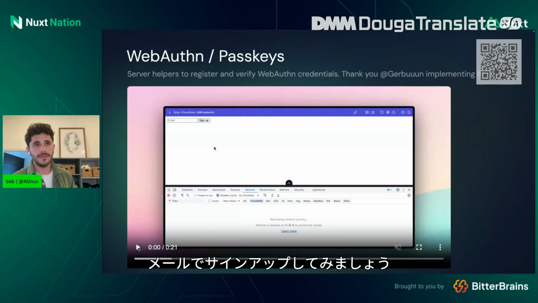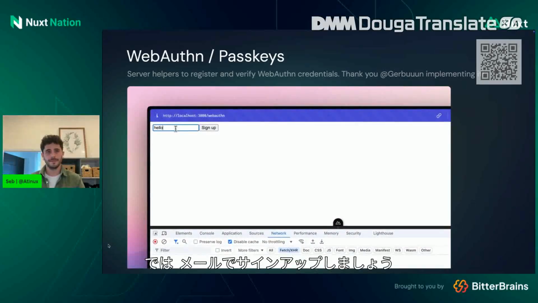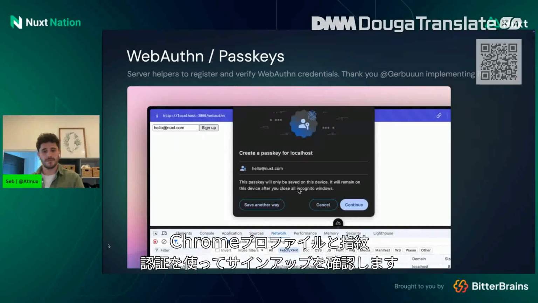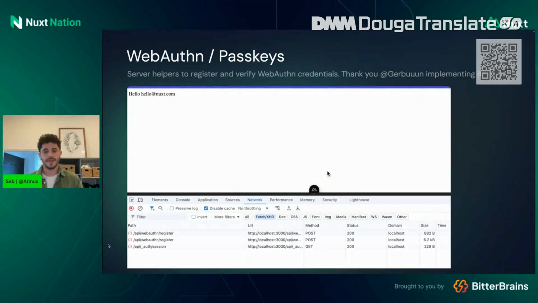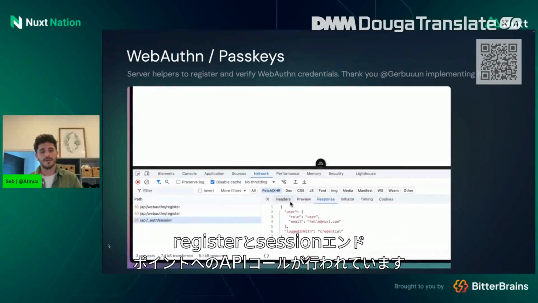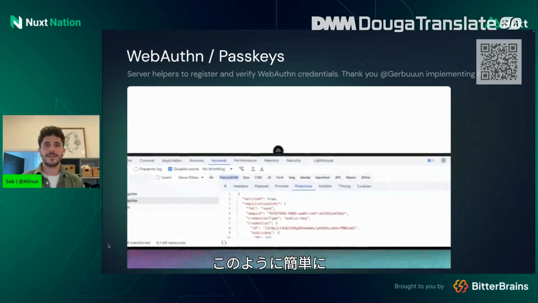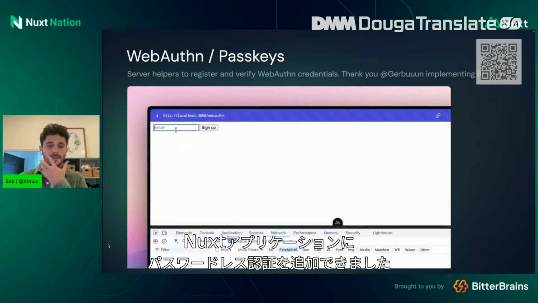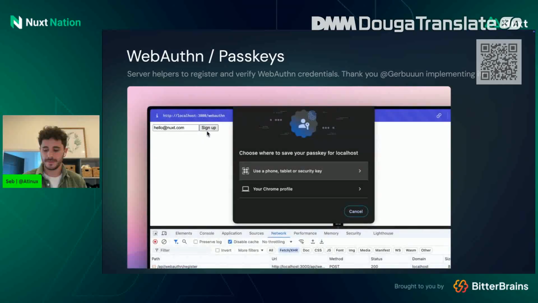Let's sign up with email. Confirm the sign up. So let's sign up with email. Confirm the sign up using the Chrome profile here and using my fingerprint. It's all good now. We can see in the network tab, the API call to the register and session endpoints. So that was this simple to add passwordless authentication to your Nuxt application.